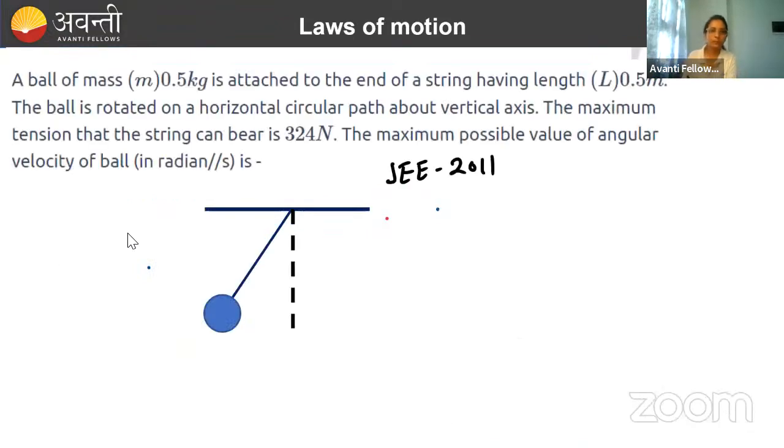Done. Chalo, again, this question is very much easy. Maximum possible value of angular velocity. You just need to apply a little bit of concepts. So let's do this question. Take some 3 minutes of time again and do it.